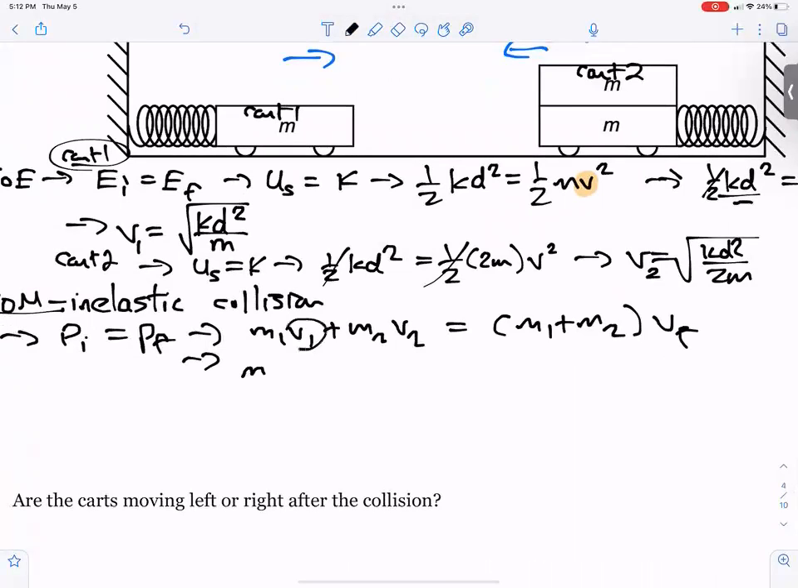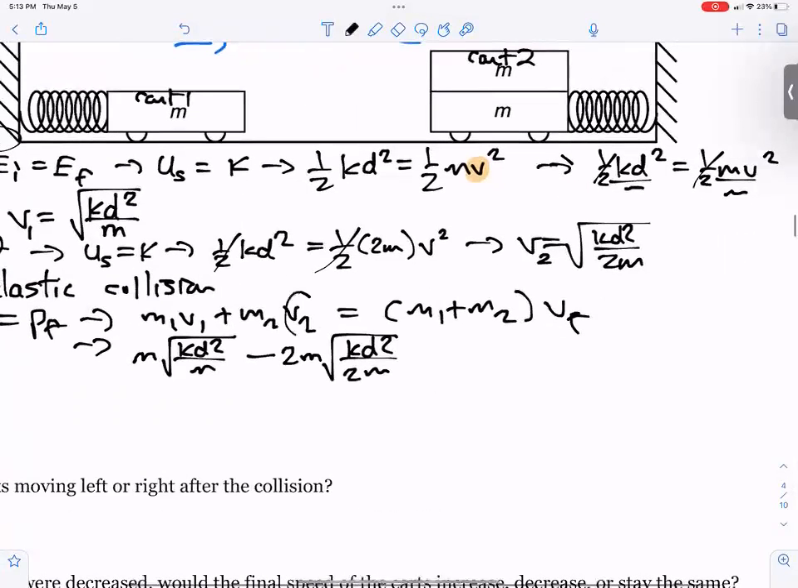m times v1, the expression for v1 is right here, substitute: m times the square root of k d squared over m, minus, because we have negative momentum here, minus 2m times the square root of k d squared over 2m. So in place of v2, I substituted the expression for v2. Well, that's going to be equal to, now the final momentum is going to be m1 plus m2, which would be m plus 2m, which is 3m times your v final. And that's ultimately what we are looking for right now.